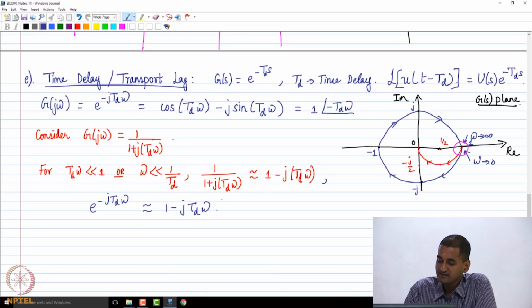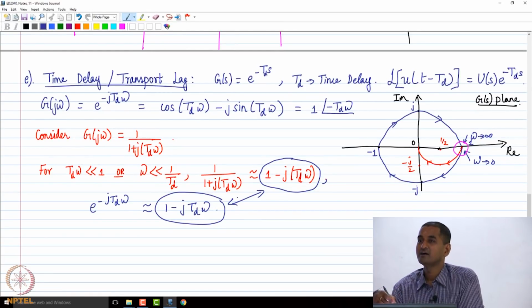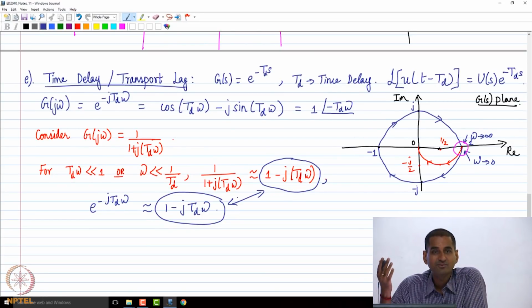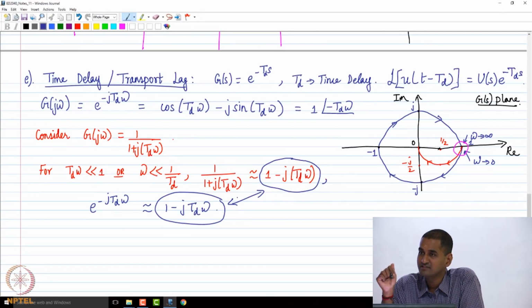So you can immediately see that at low frequencies the functions become the same. And why did I highlight this point here? I told you that the function e power minus tds is in fact an infinite order factor, if you recall our discussion then. So we had to do some finite order approximations, so that we can get proper transfer functions, when we want to analyze systems with time delay. What were the couple of approximations that we discussed? One was this, another was the Pade approximation.